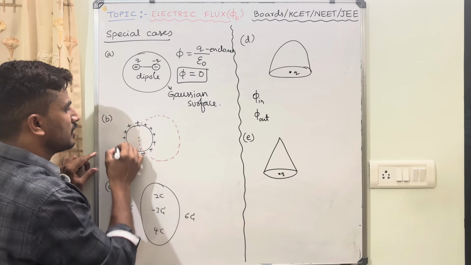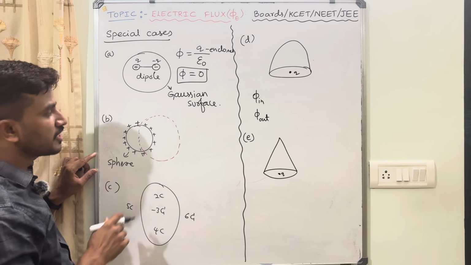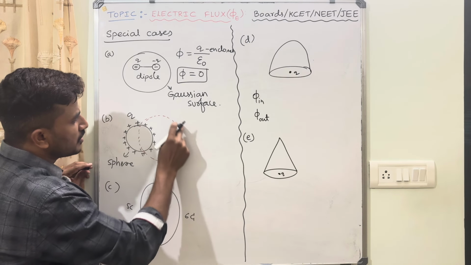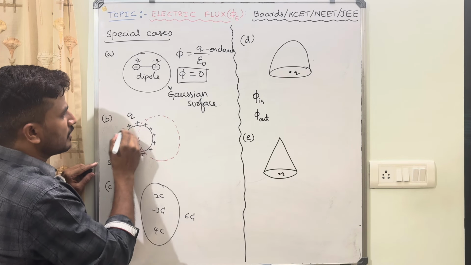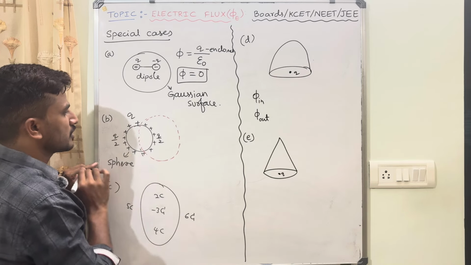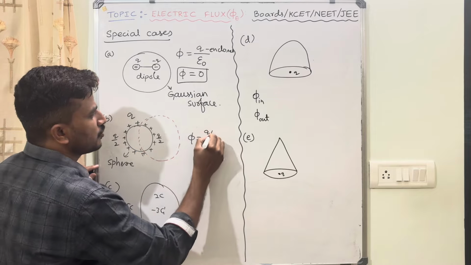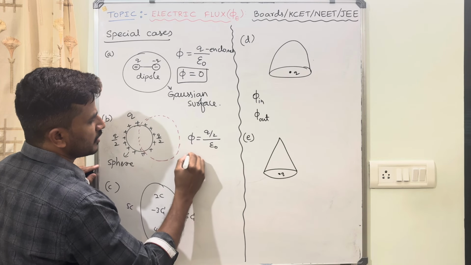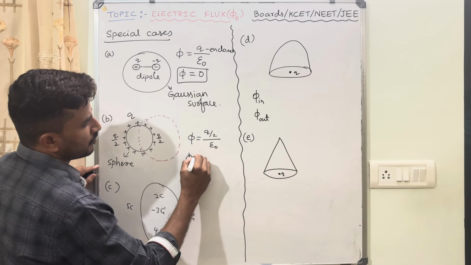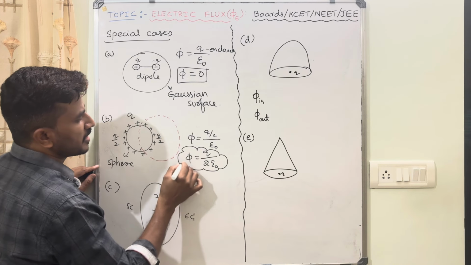Now here we have a sphere on which charge is distributed uniformly. How much? Q amount of charge. What is the electric flux through this surface, wherein the charge is distributed equally? This side q by 2 charge is there, this side q by 2 charge is there. Flux is given by charge enclosed, q by 2, divided by epsilon naught. So the electric flux through this Gaussian sphere is phi is equal to q by 2 epsilon naught. This will be asked in competitive exams like KCET, NEET and JEE.